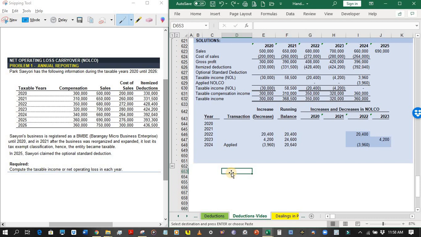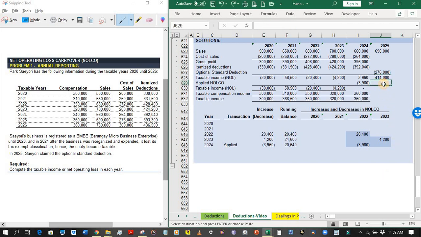So our only deduction will be the OSD of 40%. And the basis of the 40% for an individual taxpayer is the gross sales or gross receipts plus other income from operations. But since we have no other operating income, our only basis is the gross sales of 690,000 pesos. And the 40% of our gross sales is the OSD of 276,000 pesos. So that is 40% of 690,000 pesos. So our taxable income in 2025 will be 414,000 pesos.